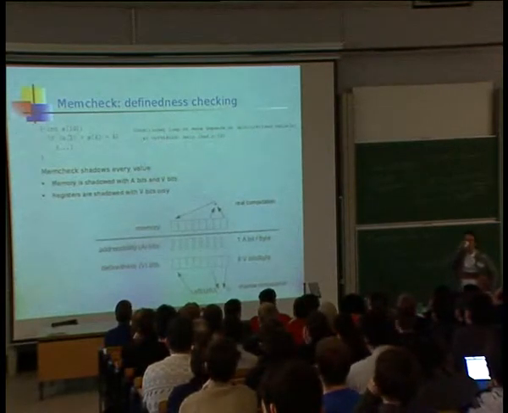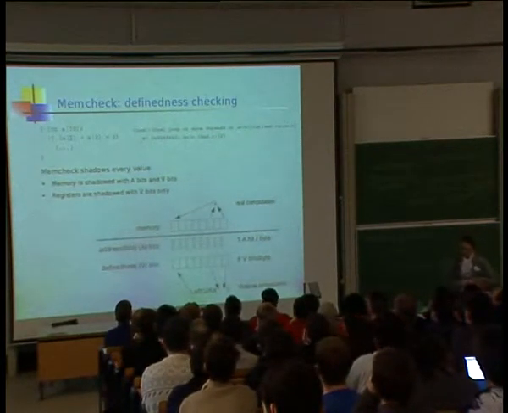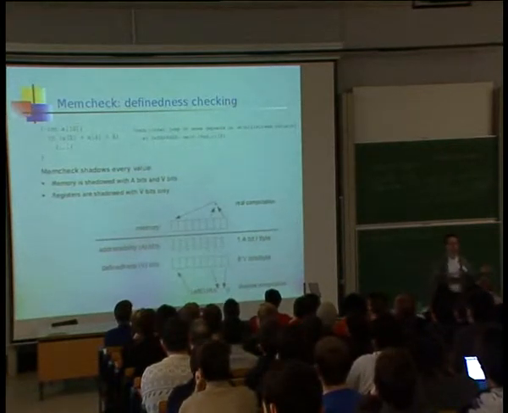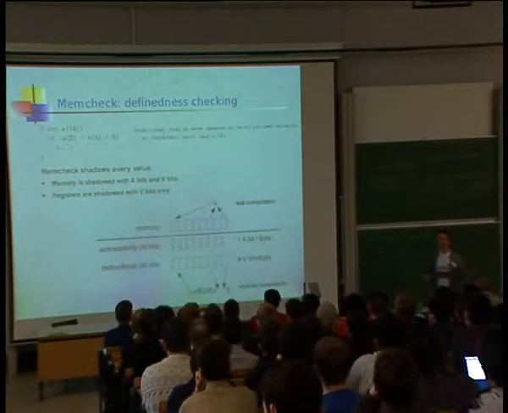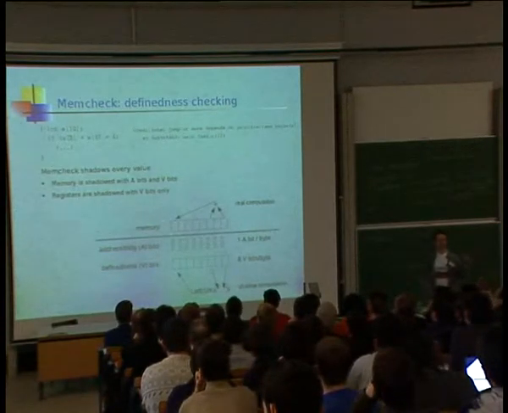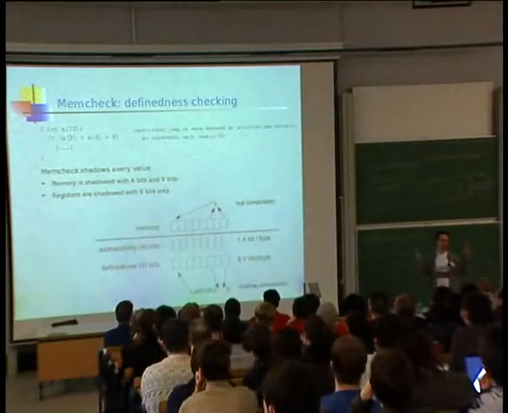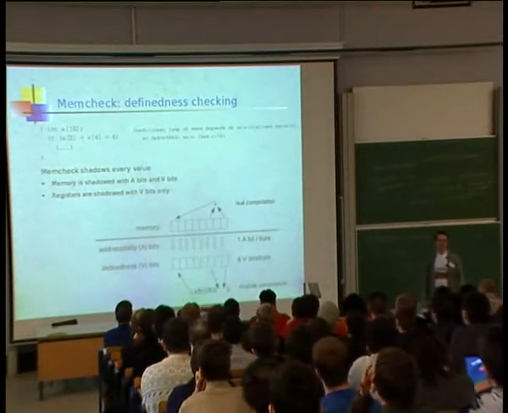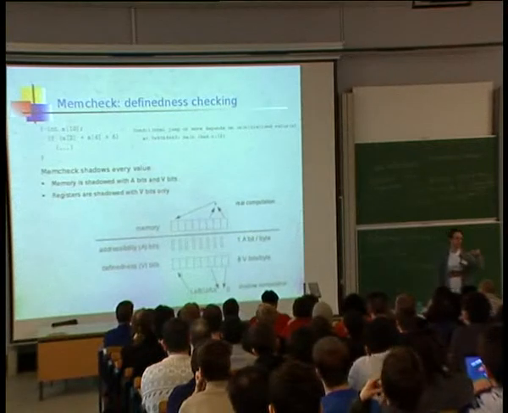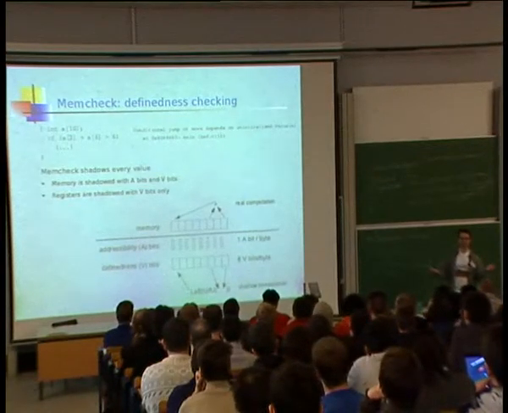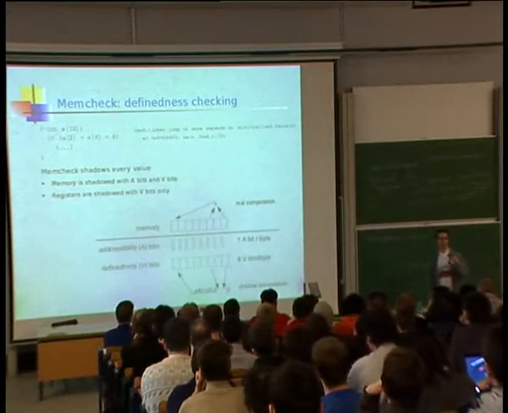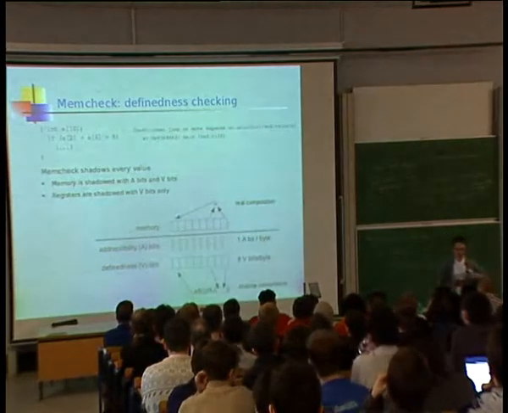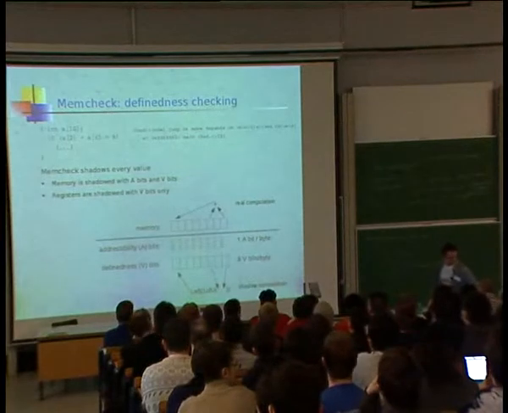Uninitialized value checking. What does that really mean? It really means finding out when your program is using data which has no meaning by the definition of C. Data that comes from malloc blocks is considered uninitialized. If you use that before you write in the block, then you have a problem. Similarly, local variables on the stack.